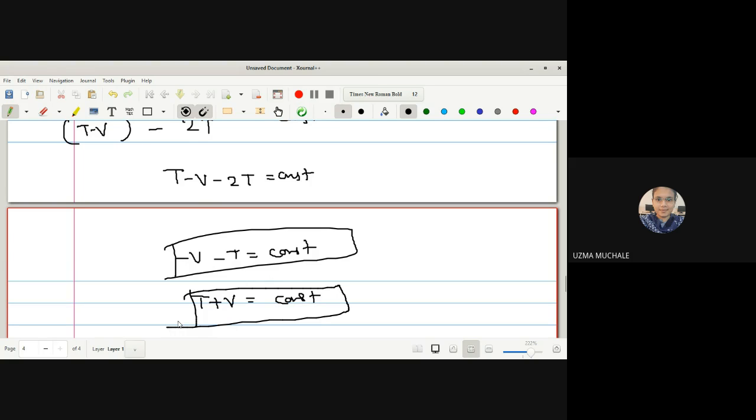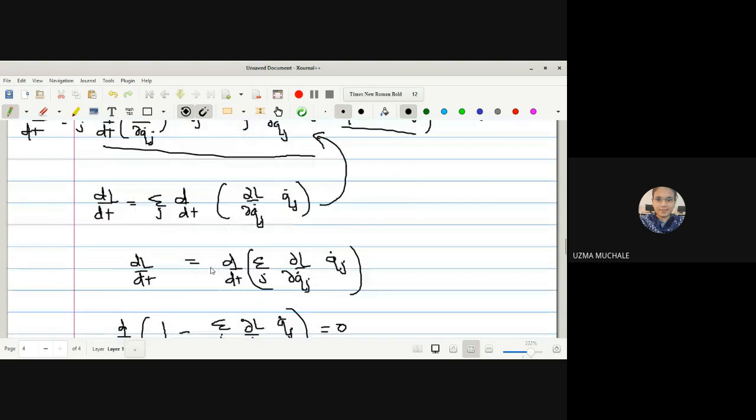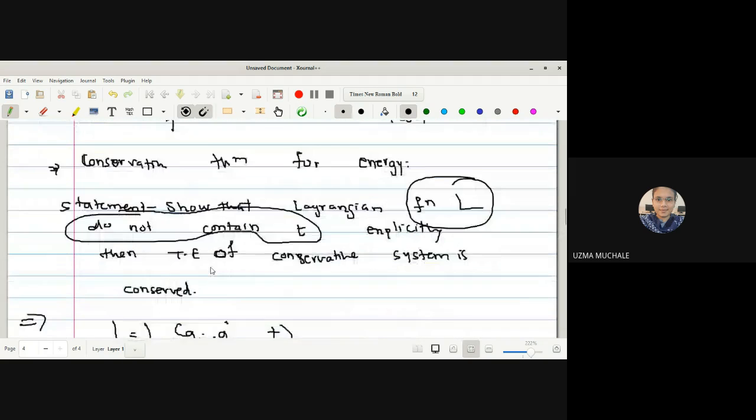So hence we get that the total energy is conserved. From where we started, the total energy of a conservative system is conserved when the Lagrangian does not contain the time t. So we were considering that the Lagrangian L does not contain the time t. Not containing the time t means the derivative with respect to t will be equal to 0, right? So this is what we started with.